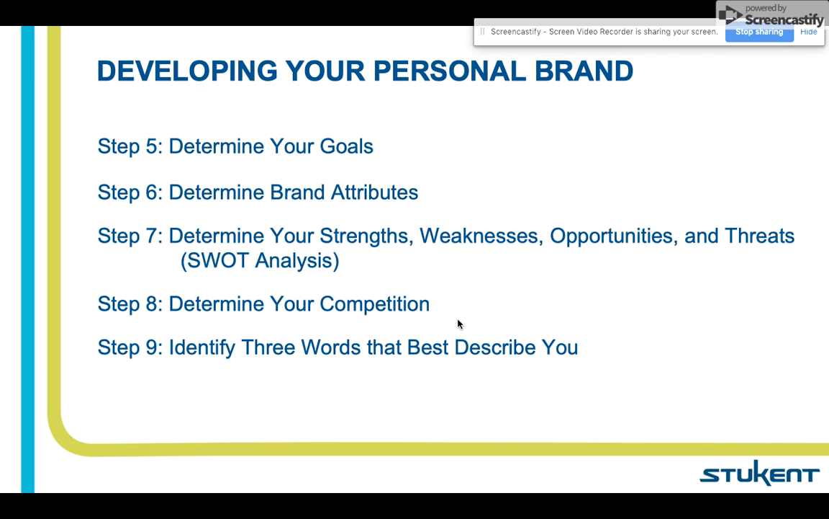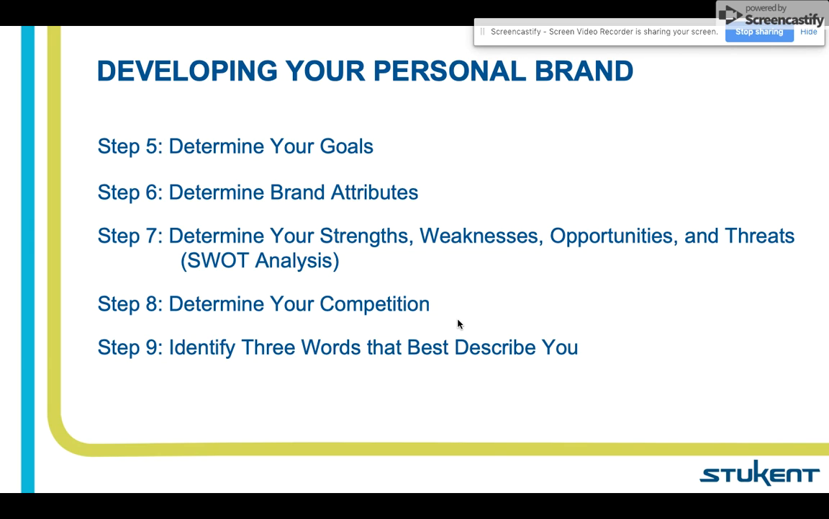Step 7 then is to determine your strengths, weaknesses, opportunities, and threats. That is your SWOT analysis, that's what that stands for. Basically, you are just determining all of those things and you put them in a little chart. I have an activity that you can do for that later. Step 8 is to determine your competition. You're identifying who your competition is in the marketplace and what would differentiate you from them. And then step 9 is to identify 3 words that best describe you. So you would list 3 words that reflect your personal brand.